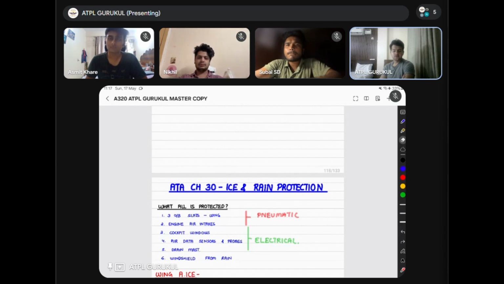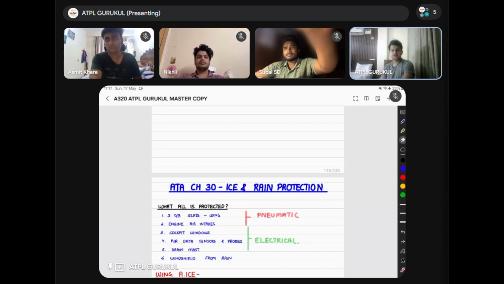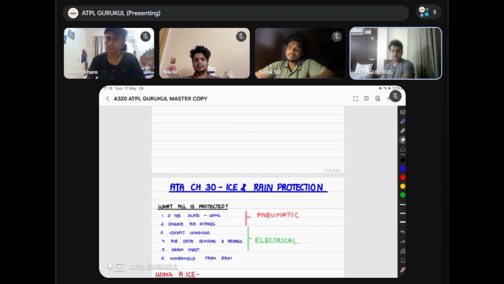What are the different methods that we have? We have the wipers, we have rain repellents. What are the different systems we have for anti-icing? We have electrical anti-icing in the probes. We have electrical anti-icing and de-icing in the windows, heating in the windows, right? We have anti-icing in the leading edge of the wings, and we also have anti-icing in the engine nacelle, right?